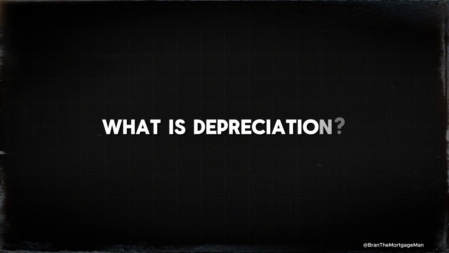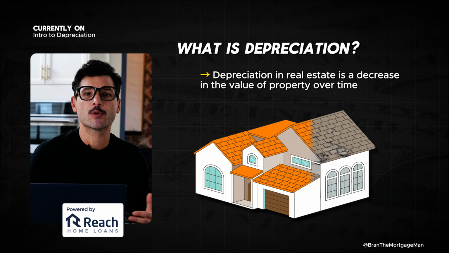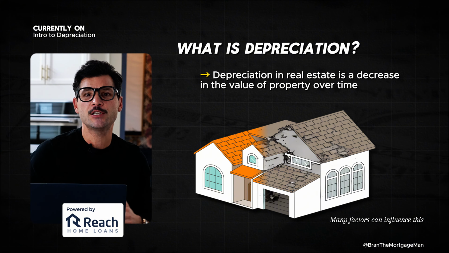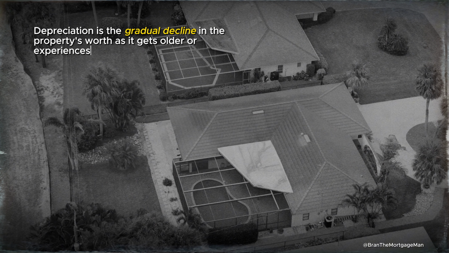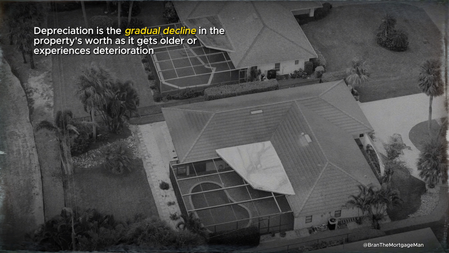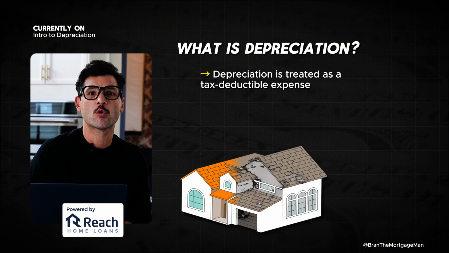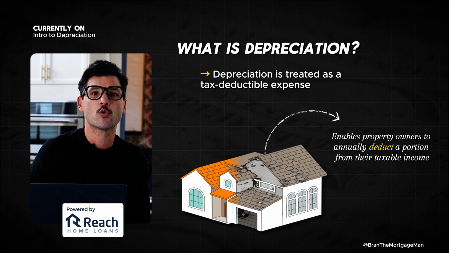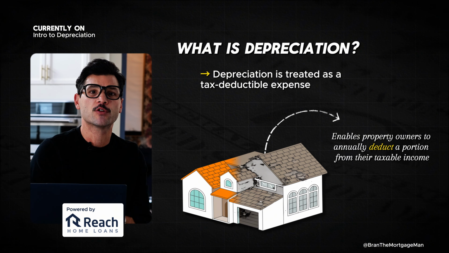What is depreciation? Depreciation in real estate is a decrease in the value of property over time. This decrease occurs due to factors like wear and tear, age, and obsolescence. Essentially, it's the gradual decline in the property's worth as it gets older or experiences deterioration. And this reduction in value is accounted for as an expense for tax purposes, allowing property owners to deduct a portion of the property's value each year on their taxes, helping offset their taxable income.